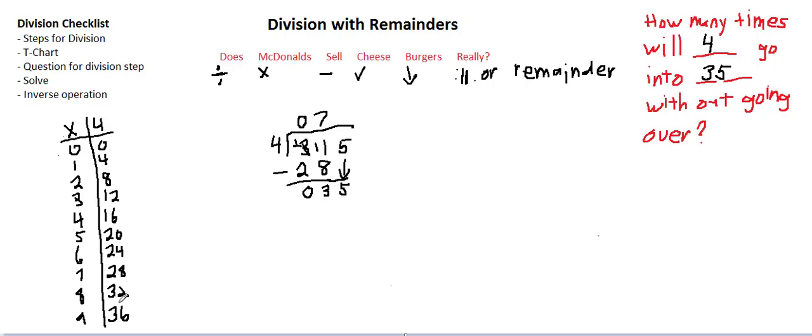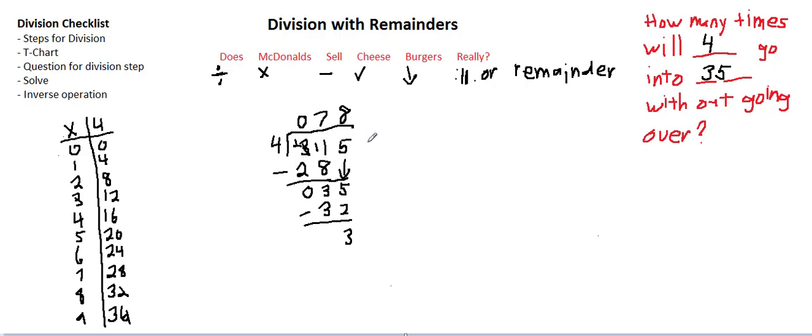So I come over here, I'm looking for the number that's closest to 35 without going over. That would be 36. And how many times will 4 go into 35? It'll go in 8 times. Or 32, I'm sorry. 32 is the number closest to 35 without going over. So it'll go in 8 times. So then I multiply 8 times 4 is 32. And then I subtract. 35 minus 32 is 3. I check again. Is 3 smaller than 4? Yes, so that checks out.